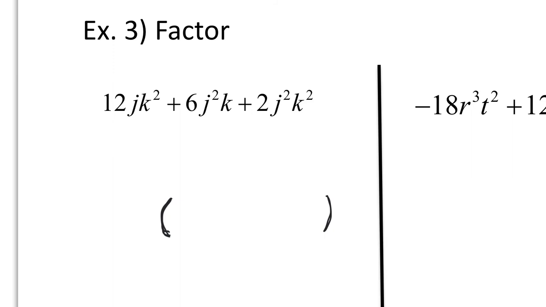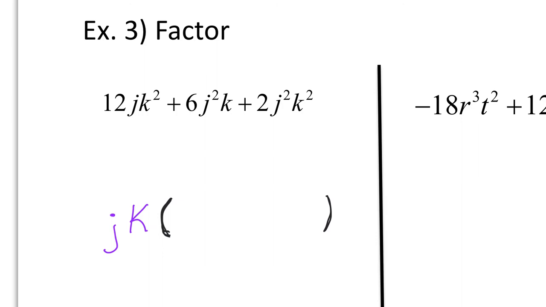I'm going to look for the common variable. That's what we want first. So I notice that this one has a j and a k, j and a k, j and a k. So that means that we can factor out a j and a k. But now we need to know what exponent we need.